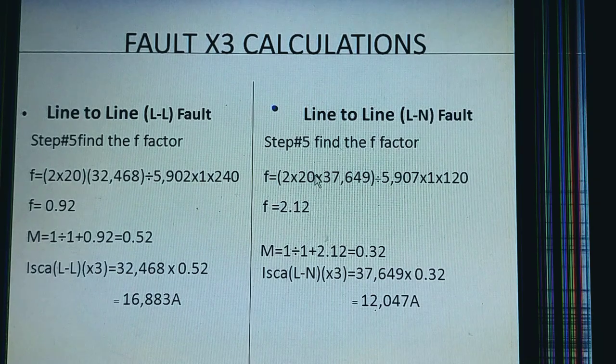At the same time, the same thing with the line to neutral, we have the short circuit at the fault location 3, and 2 times 20 feet times 2, and also you have the 1 here, the C factor's value 22,120. The F factor is 2.12. If you multiply this, your M1 factor is going to be 0.55, this one is 0.3, and you have this short circuit available for the line to ground 12,047, and for the line to neutral 6,803 in the fault 3 location.